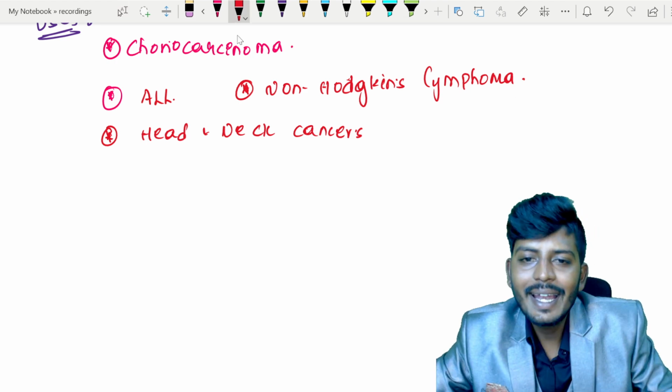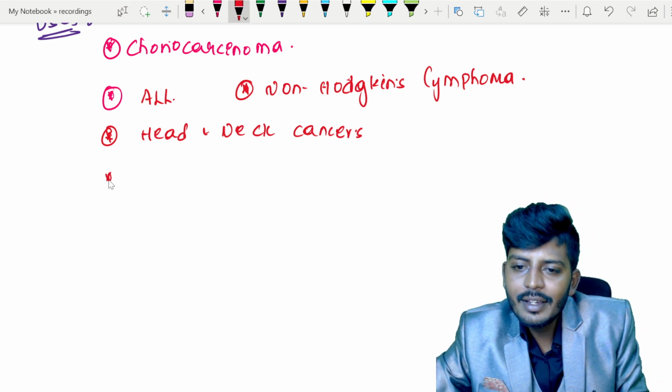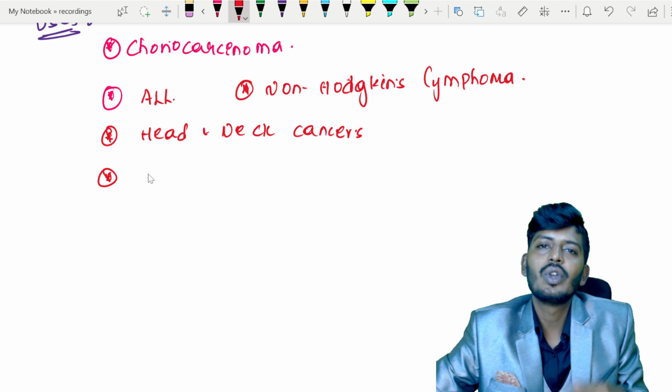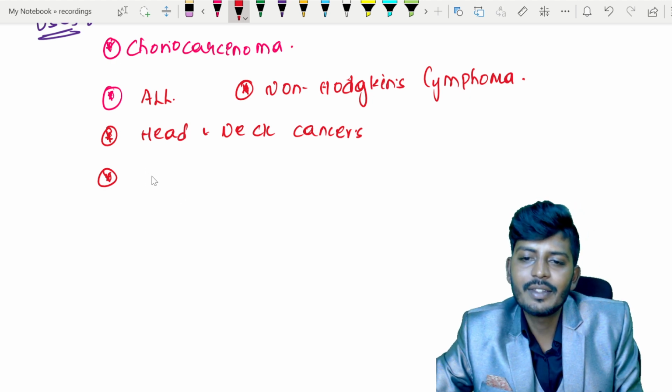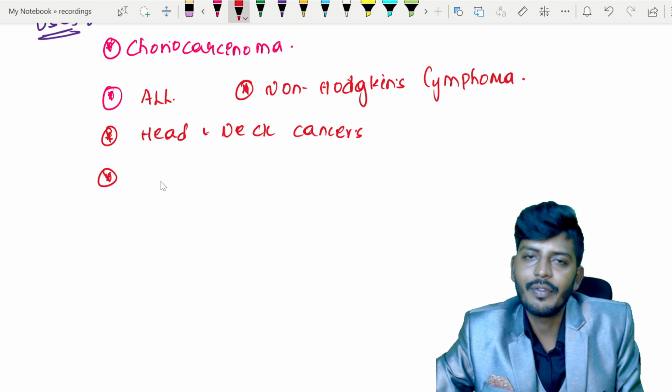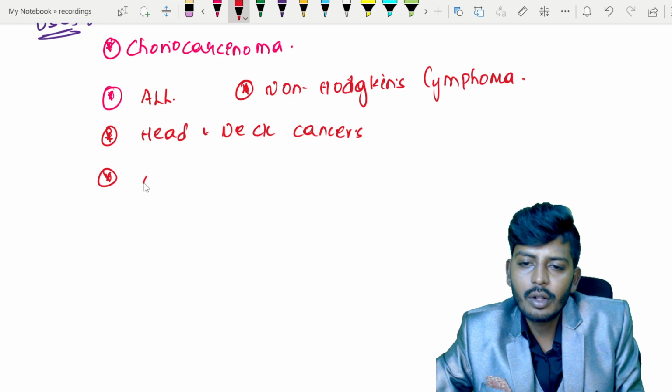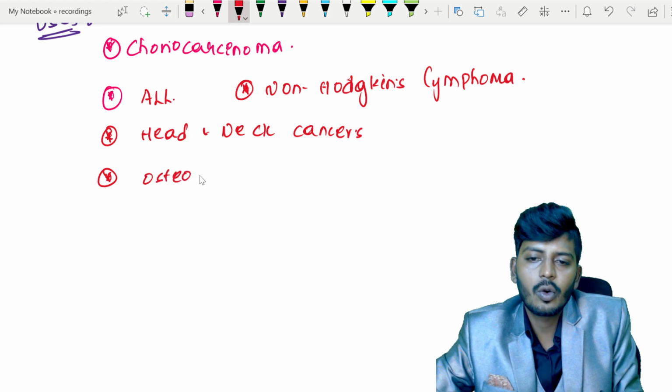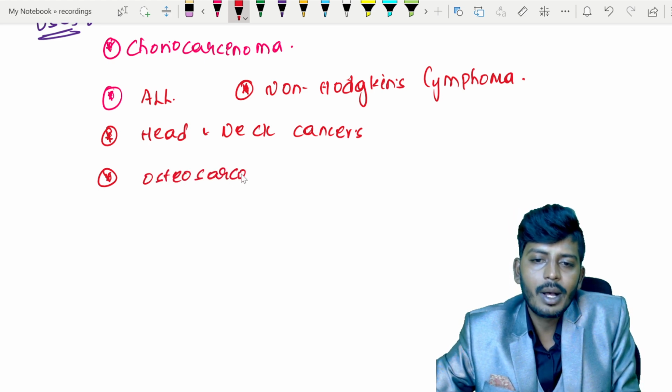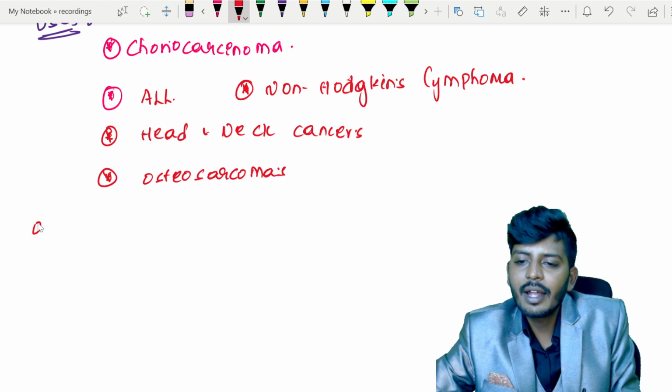Okay. So head and neck cancers, it's useful. Where else is it useful? It is also useful in the treatment of carcinoma of the lungs. Apart from that, it is also useful in osteosarcomas. Osteosarcomas. Okay.